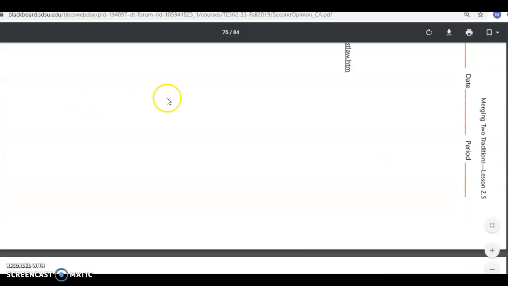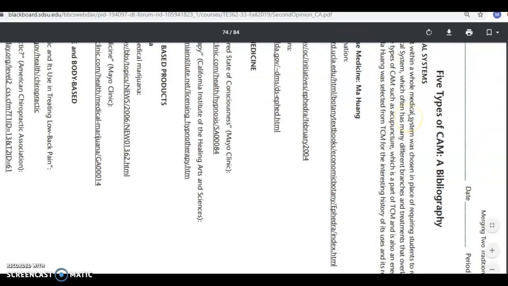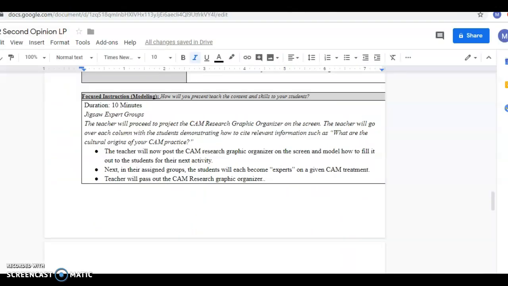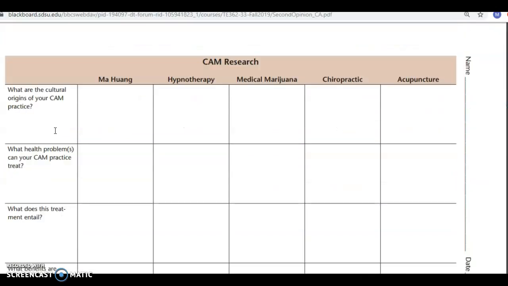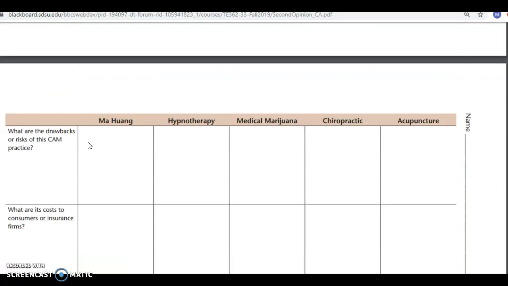Let me show you here. Okay, this is flipped upside down, but there's a bibliography that each student reads, and then they get to choose traditional medicine, like mind-body medicine, and so on and so forth. So they're going to be an expert on one of those and fill out their graphic organizers, which is seen here. That's why I flipped it. Yeah, so they're going to have to answer these questions, such as the cultural origins of their CAM practice, what the health benefits are, what does it entail, so on and so forth.